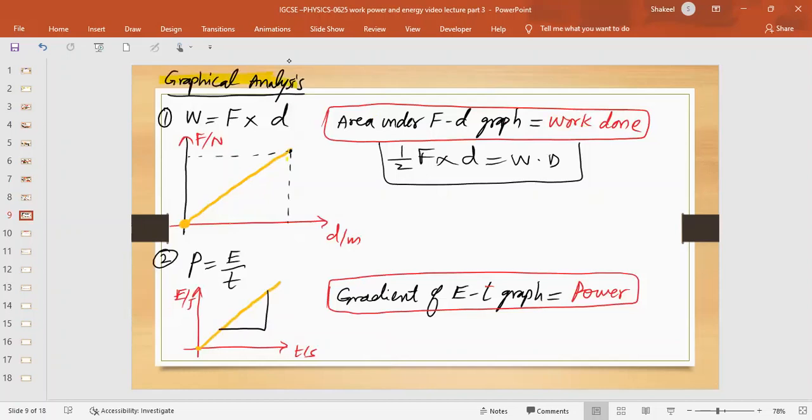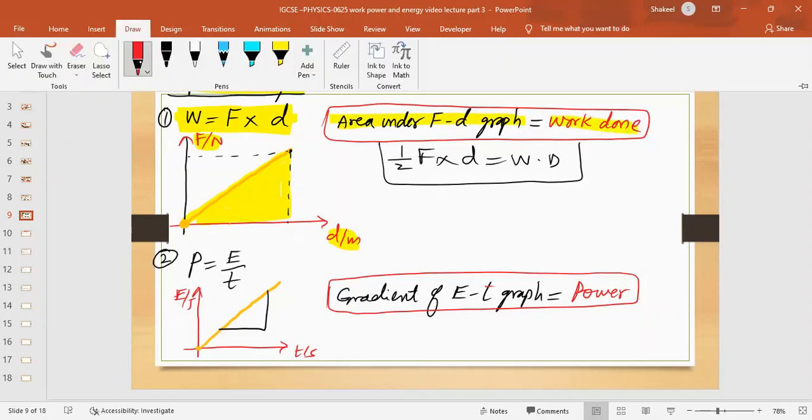The next thing is graphical analysis. You have to do some graphical work related to work and power. First let's do work. Work is the product of force and distance. If you plot force along the y-axis and distance along the x-axis, and the force is continuously changing as the object covers some distance, then to find work you find the area under the graph. So the area under the force-distance graph gives you work done.